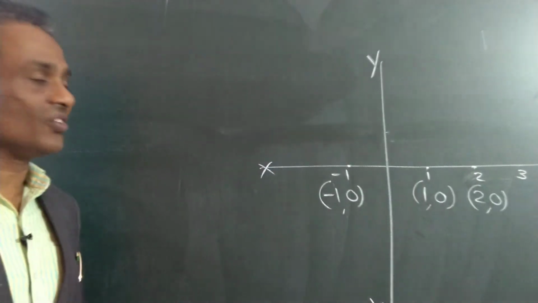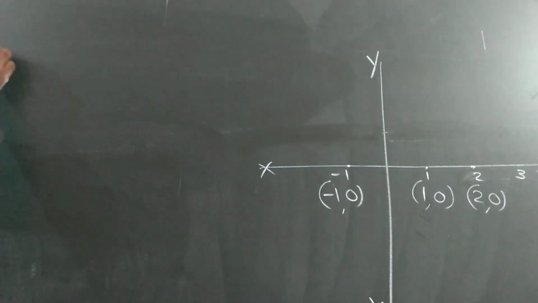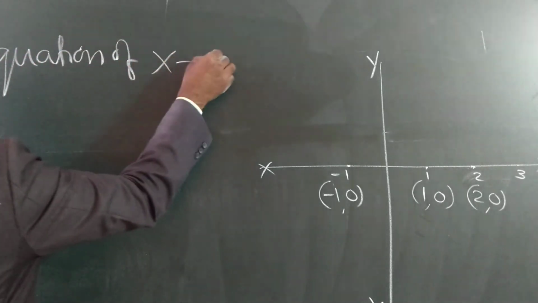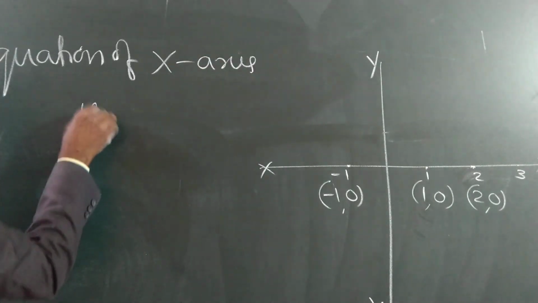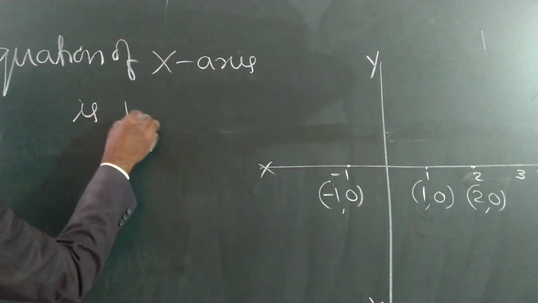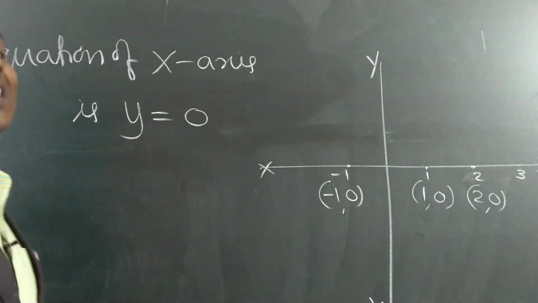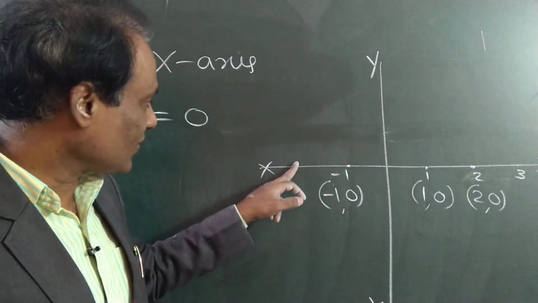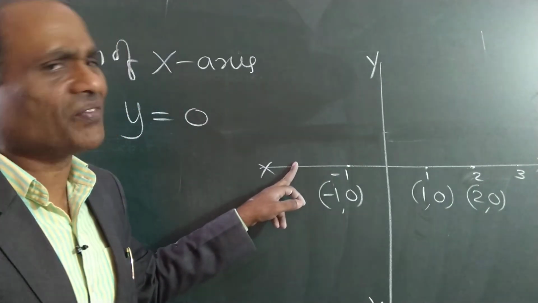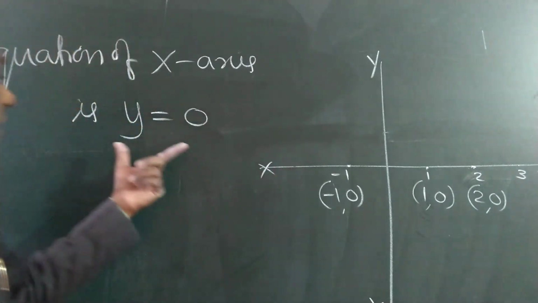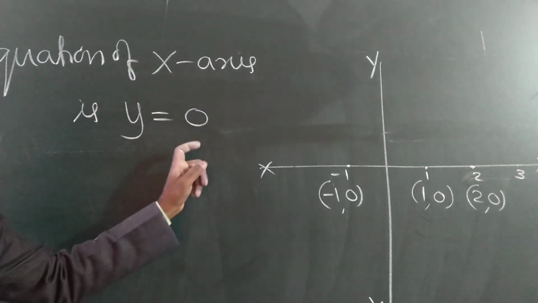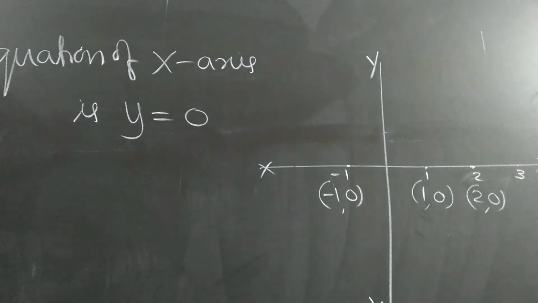Every line will have an equation. So the equation of the x-axis is y is equal to 0. Y is equal to 0 means it is a line. Which line? The x-axis only. So this is the x-axis, and the equation of the x-axis is y is equal to 0. Remember this important bit even for your higher studies. Write down this point. Third point.